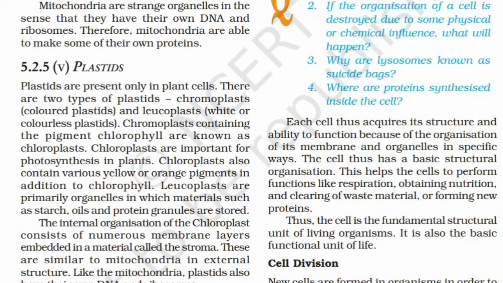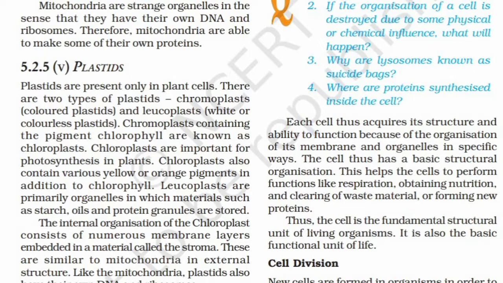Leucoplasts are primarily organelles in which materials such as starch, oils and protein granules are stored. So plastids are of two types. One is chromoplast, the colored ones, and the other is leucoplast, white or colorless. Those chromoplasts that have chlorophyll in them are separately called chloroplasts.